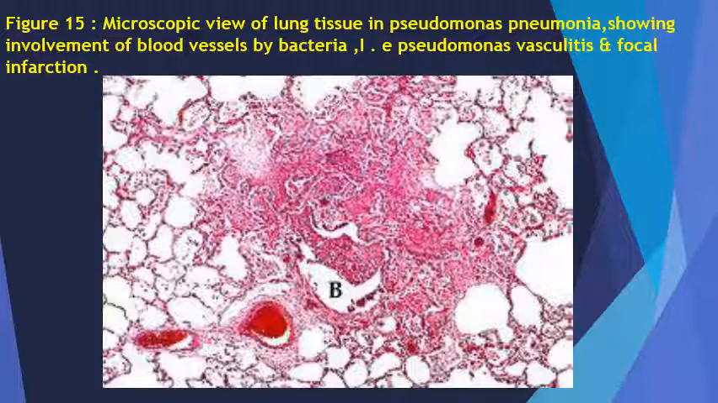Microscopically, the lung tissue in Pseudomonas pneumonia shows involvement of the blood vessels by the bacteria, Pseudomonas vasculitis, with focal infarction or coagulative necrosis. However, this picture of the Pseudomonas pneumonia is not so clear.